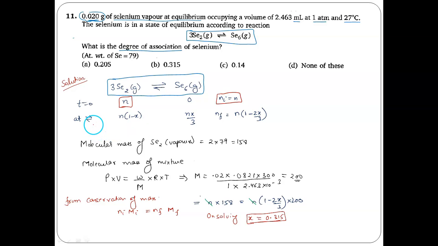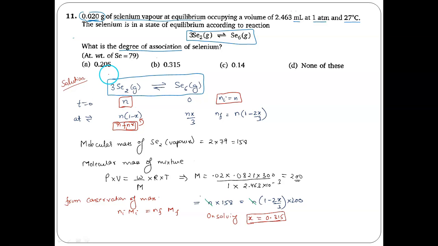At equilibrium, let us say the degree of dissociation, or in this case, because the molecules are associating, the same factor becomes the degree of association, right? So if I say x fraction associates out of 1 mole, therefore out of n moles it will be n minus nx, which I am writing like this. Okay, now the amount of Se2 associating is nx.